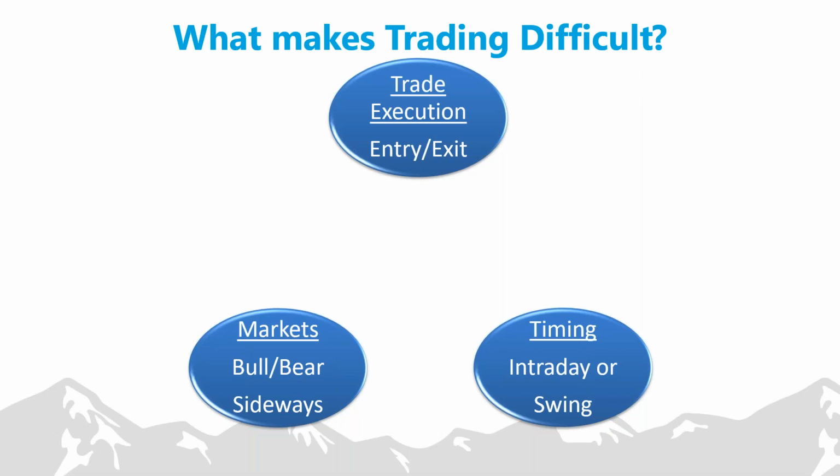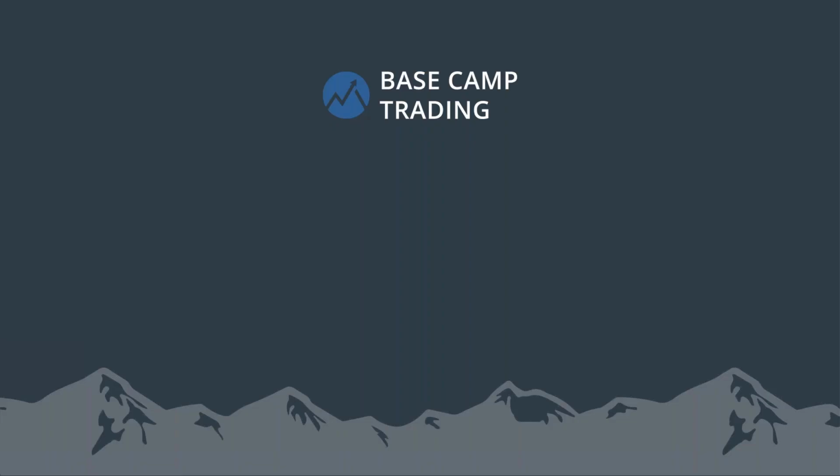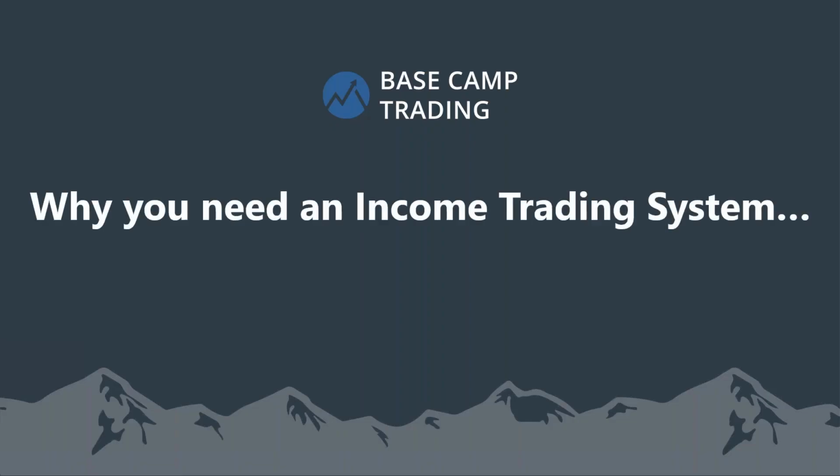Now, if you put all those three things together, that's what makes up a trade. And for you to get one or two of those things right is pretty tough. To get all three things right at the same time, consistently, time and time and time again, it's pretty difficult. Okay, so that's why 90% of traders have difficulty with consistently making money. So this is why I submit to you, you need an income trading system.